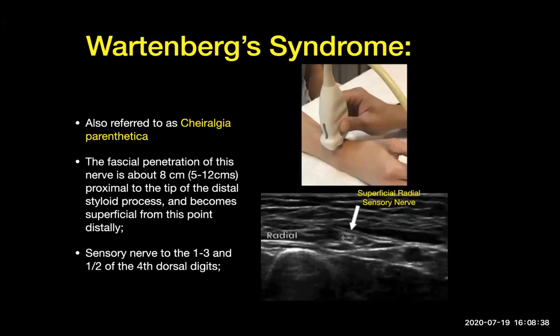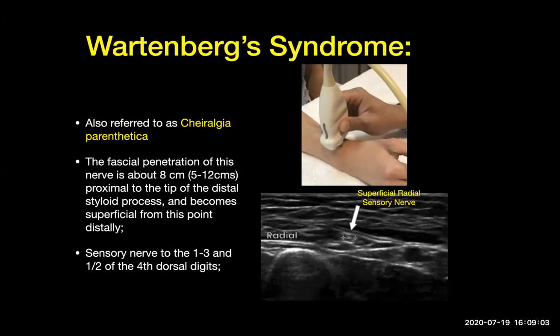This is the distal branch of the superficial radial sensory of the radial nerve, and it could also be compressed at the level of the wrist. This is sometimes called Wartenberg syndrome or cheiralgia paresthetica. Those patients who were handcuffed, for example, can compress this nerve and it could cause problems.